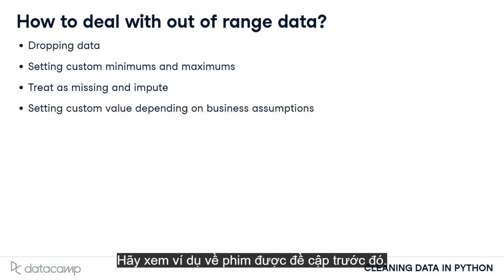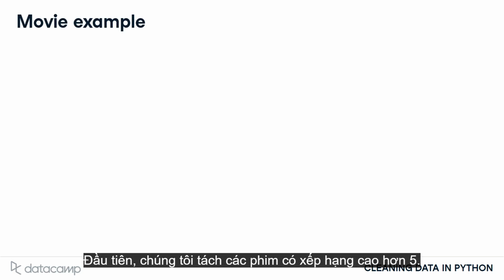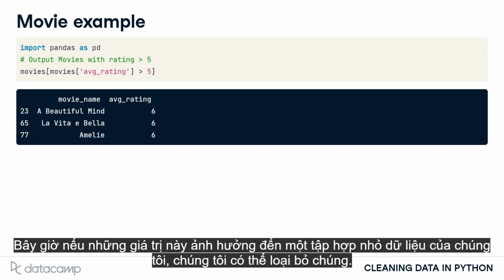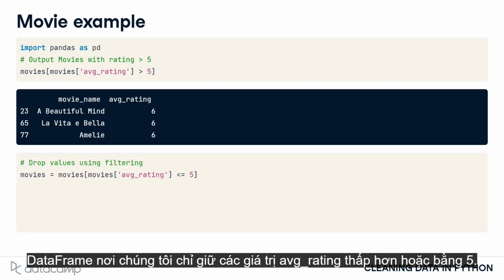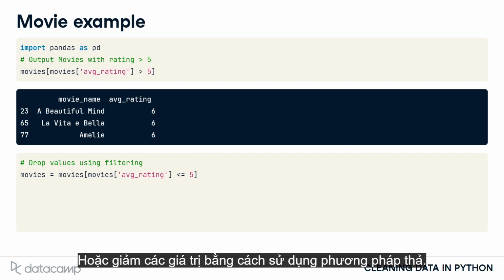Let's take a look at the movies example mentioned earlier. We first isolate the movies with ratings higher than 5. Now, if these values affect a small set of our data, we can drop them. We can drop them in two ways. We can either create a new filtered movies data frame, where we only keep values of average rating lower than or equal to 5, or drop the values by using the drop method.